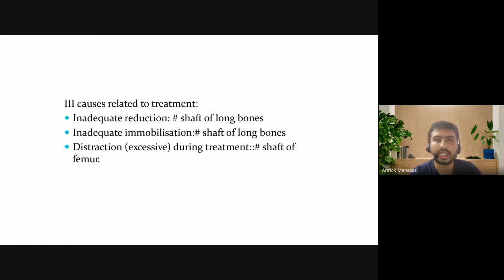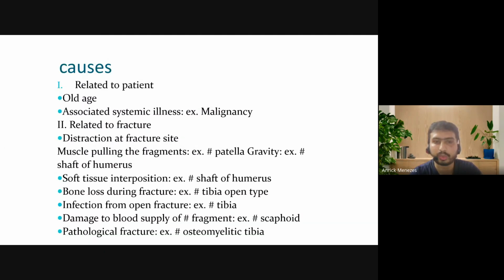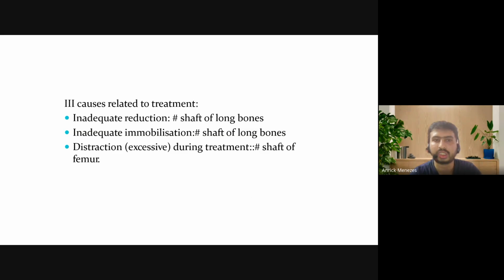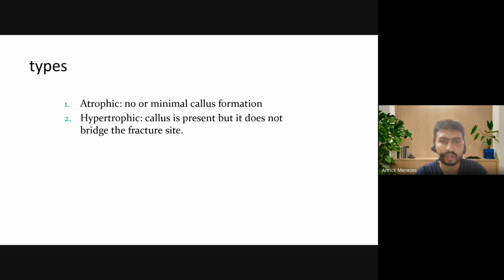These were the causes related to the patient and causes related to the fracture. Next, we have causes related to treatment. Inadequate reduction, for example fracture of the shaft of long bones. Inadequate immobilization, again for example long bones. Distraction during treatment, not the normal one but the excessive one; the shaft of the femur could be one.